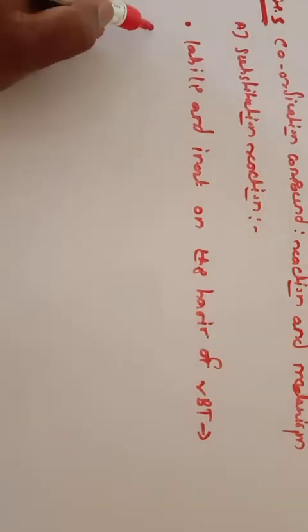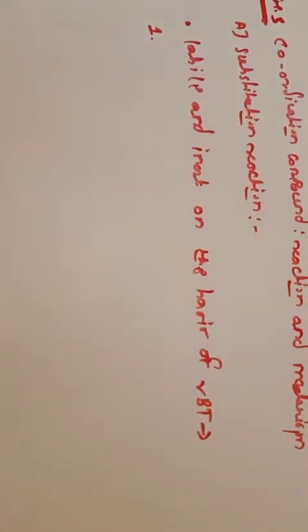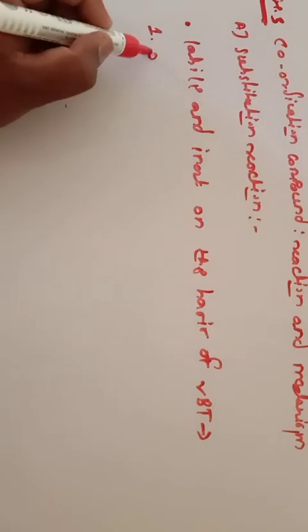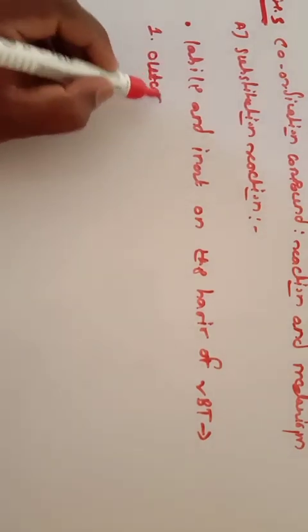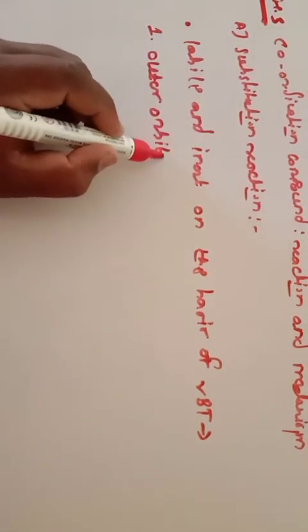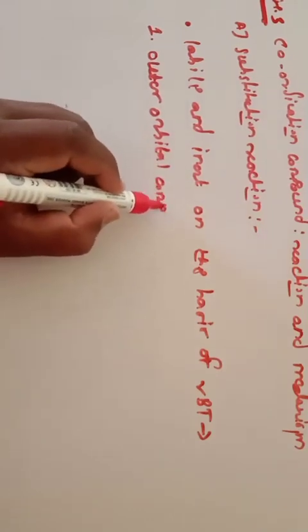When you consider the valence bond theory, we know that there are two types of complexes. One is outer orbital complexes and another is inner orbital complexes. We already know that outer orbital complexes have sp3d2 hybridization and inner orbital complexes have d2sp3 hybridization. So let us discuss outer orbital complexes.